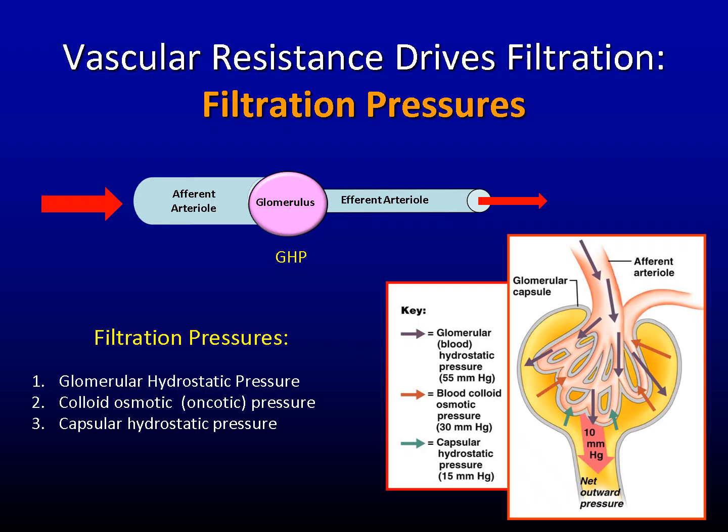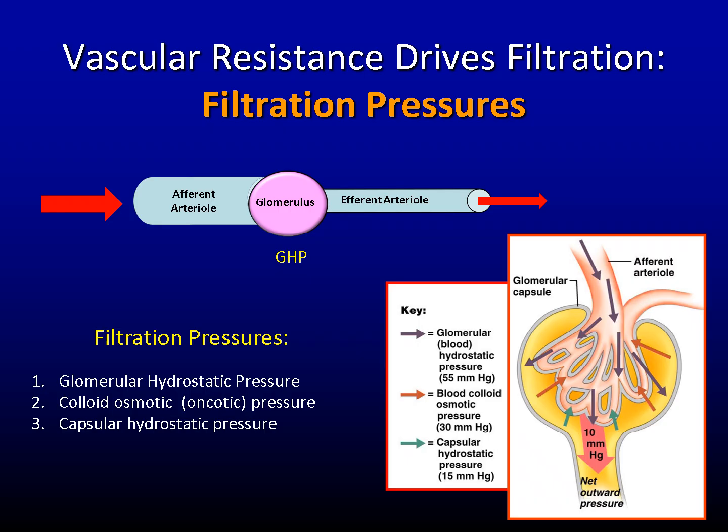This pressure pushes water and solutes out of the plasma and through the filtration membrane. There are 2 other pressures that oppose GHP, which serve to inhibit fluid loss from the glomerular capillaries. These filtration opposing forces are 1, colloid osmotic, or oncotic, pressure of the glomerular blood, and 2, capsular hydrostatic pressure exerted by fluids in the glomerular capsule. The capsular hydrostatic pressure is the fluid pressure of the filtrate, 15 mm Hg, that is already in the capsular space. It opposes the GHP because it tends to push water and solutes back into the bloodstream.